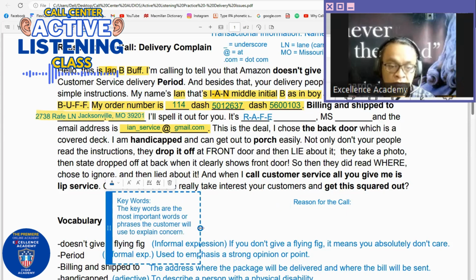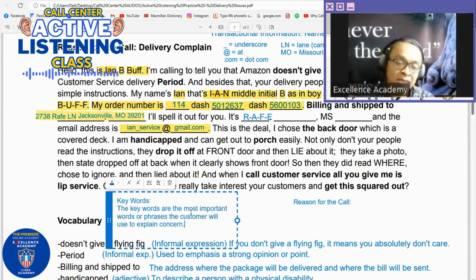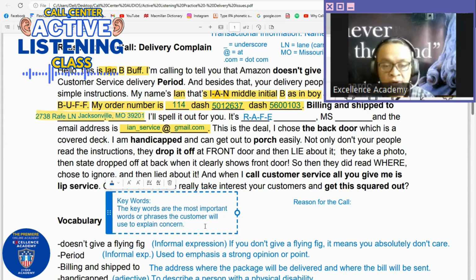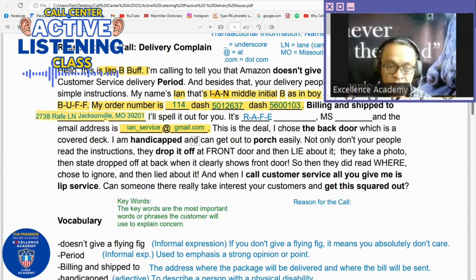Okay, so not everything that, I mean, yes, of course, everything our customer is telling us is important, right? However, not everything is going to help me understand what the customer really needs or really wants. Okay, so the order number, yes, it's important so I can verify on the system, email, of course, but that's not going to help me understand what is the reason for the call or why is the customer calling.